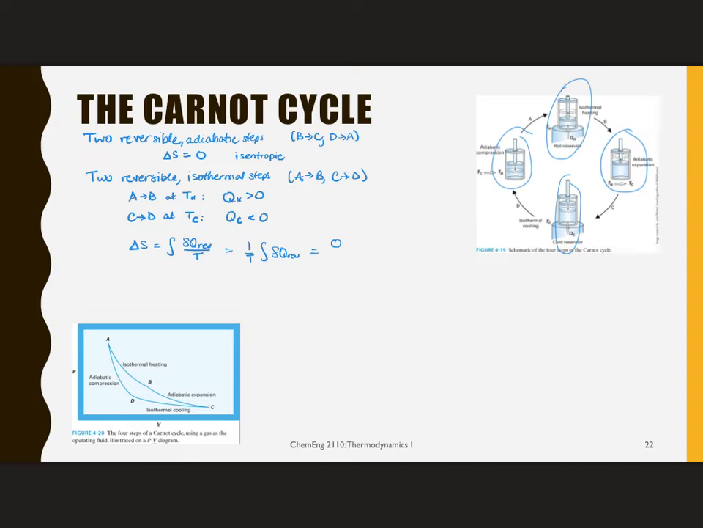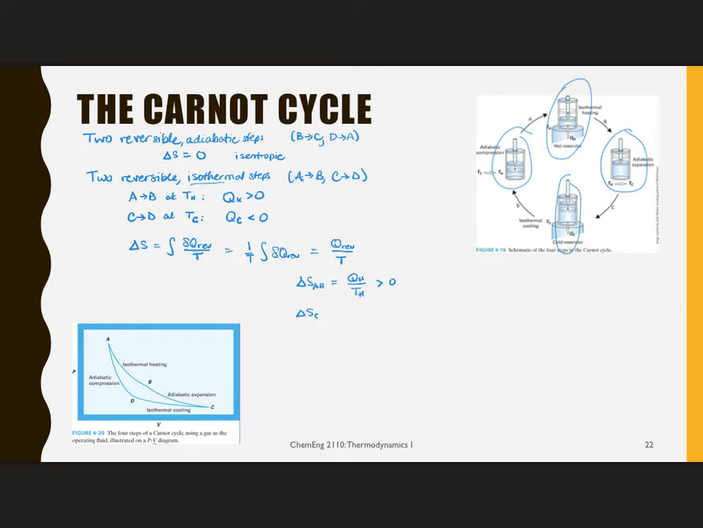And therefore, this is simply that heat transfer for the step divided by the temperature it occurred for, only for isothermal. Okay, so the key here is that this has to be isothermal. That means that delta S from A to B is going to be QH divided by TH, and T is always positive. Q in this case is positive, so therefore delta S must be positive.